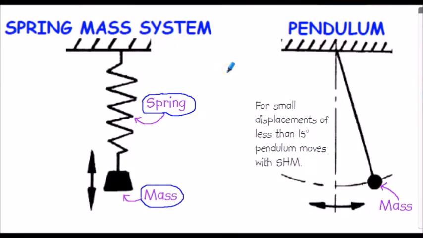Typical examples of where simple harmonic motion occurs: in a simple spring mass system, here we have a mass located at the edge of a spring of some stiffness, which oscillates in the vertical sense with simple harmonic motion, or SHM. A simple pendulum, that's the mass on the end of the pendulum here, and for small displacements of less than 15 degrees, shown here, the pendulum oscillates with simple harmonic motion.